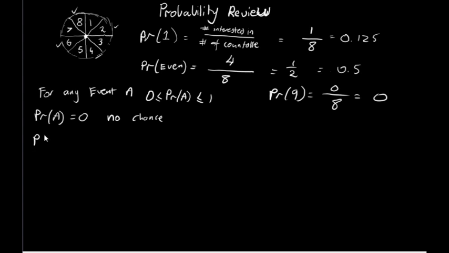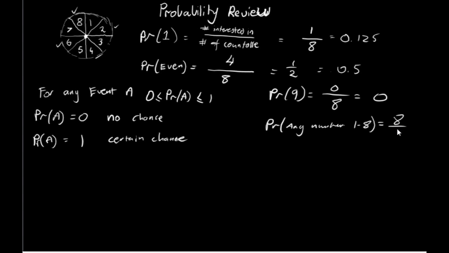Whereas if I was looking at the probability of A and I find that it's equal to 1, there is a certain chance that I will get that event. So what's the probability I get any number between 1 and 8? Well, I can get 1, 2, 3, all the way up to 8 out of 8 possible outcomes. So I will definitely get one number out of 8 for that event.